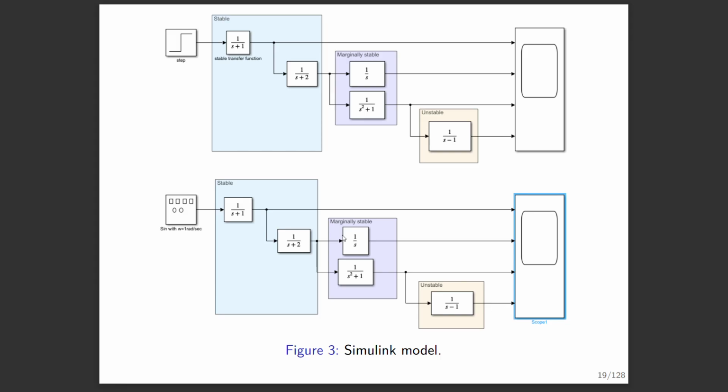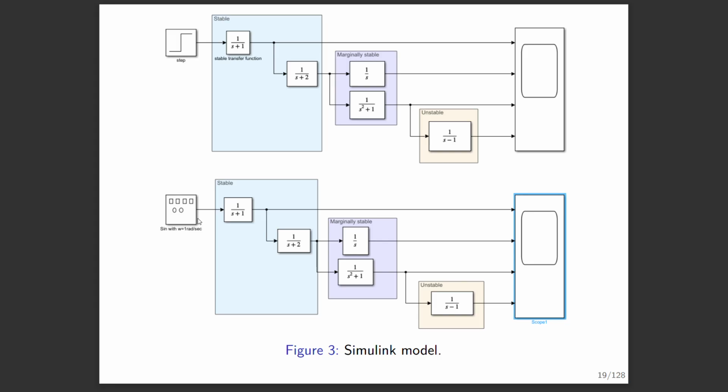Now we want to look at the marginally stable systems and see if the input can affect that. Remember, for a marginally stable system, input matters. The frequency of the input matters. If the frequency of the input matches the natural frequency of my system, for a bounded input, I'm going to have an unbounded output. But for all other inputs, a bounded input is going to create a bounded output.